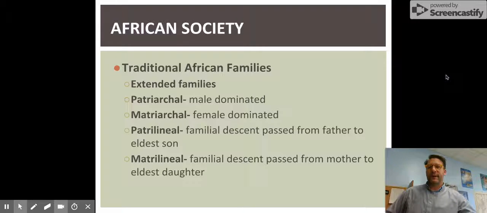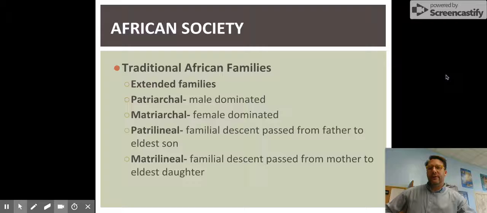When we look at African society, there are a couple key components we need to talk about as far as the way that their families are set up. So extended families are going to be really important in Africa. Extended families are those families beyond the immediate family, so it will include grandparents, aunts, uncles, and cousins. We also see societies that are both patriarchal or matriarchal. Patriarchal societies are going to be male-dominated societies. Matriarchal societies will be female-dominated societies. They're fewer, but they do exist.